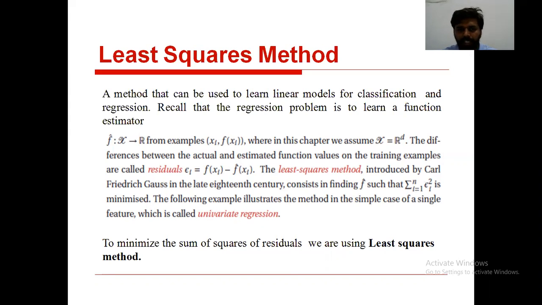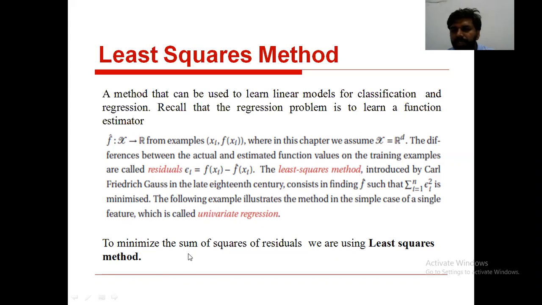Least square. Finally, what are we doing? We are identifying the least residual, right? We are minimizing, right? The following example clearly explains univariate regression, right? Here we are considering only a single feature. To minimize the sum of squares of residuals, we are using the least square method.